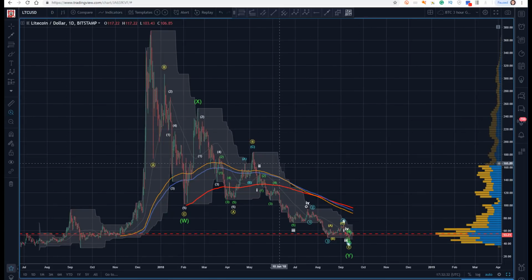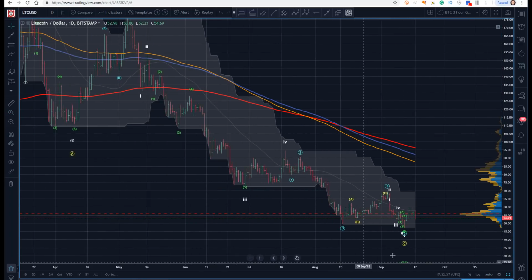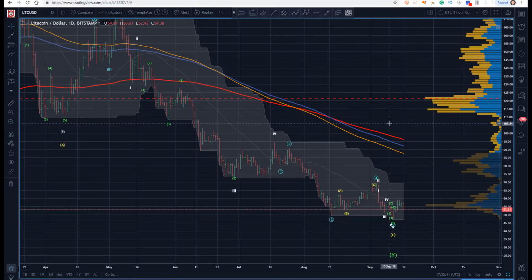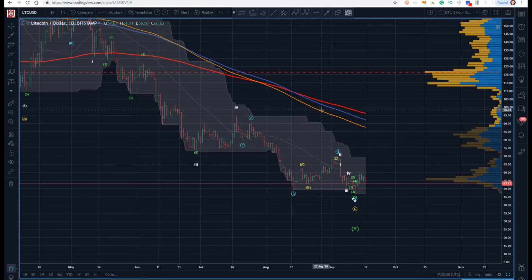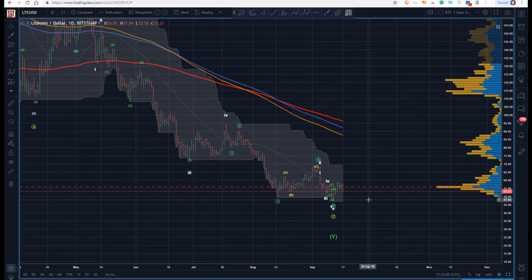Well, let's zoom in down here a little bit and see if we can make some sense of it. I'm still on the daily. Sorry, considering what's happening with Bitcoin as we sell off today, it's very hard to imagine that we've got some sort of a significant pivot down here for Litecoin with Bitcoin still going down. So we've got to just acknowledge that.